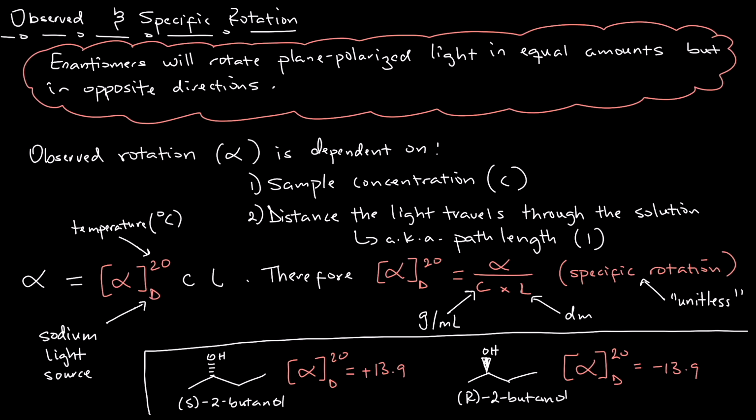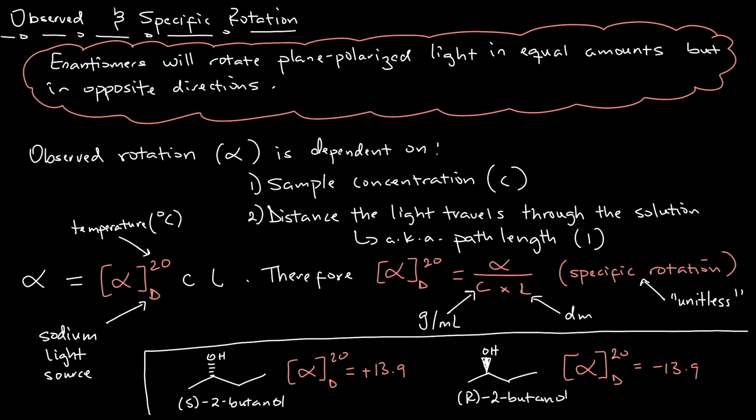Okay, so now going back to our sample of S2-butanol versus R2-butanol, the alpha D20 for S2-butanol is positive 13.9. Remember that positive means it's dextrorotatory, or it rotates plane polarized light clockwise. And then R2-butanol, on the other hand, is the exact same magnitude as S2-butanol when it comes to the alpha D20.